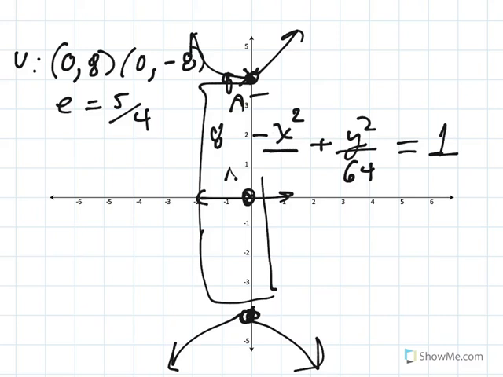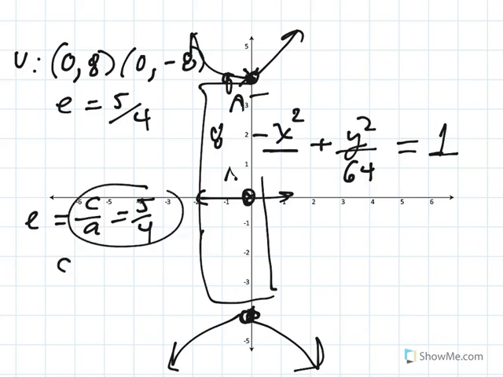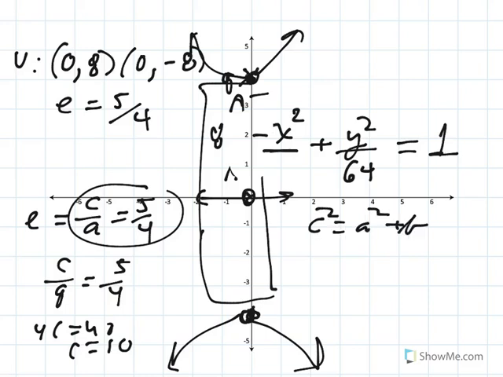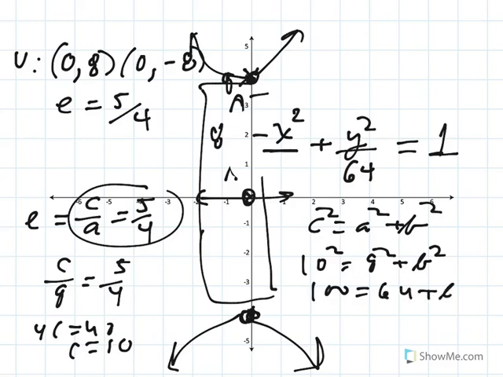Well, that's where the eccentricity comes in. Eccentricity is c over a. So if that's 5 over 4, and if I know a is 8, then c over 8 equals 5 over 4. 4c equals 40. c equals 10. Now that I know c and I know a, I can use the fact that c squared equals a squared plus b squared, or 10 squared equals 8 squared plus b squared, or 100 equals 64 plus b squared, or 36 equals b squared, which is the answer for that one.